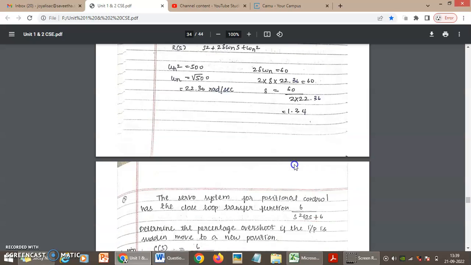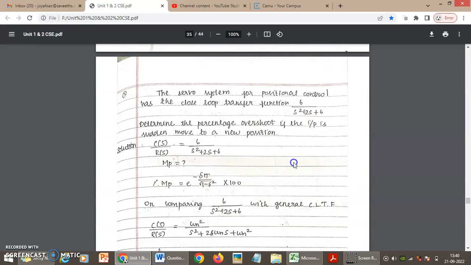Okay. The next problem is something different, in which we can find the characteristics. The servo system for a position control system has a closed loop transfer function given as 6 divided by s square plus 2s plus 6. Determine the peak percentage overshoot if the input is a sudden move. Here, we are asked to find the percentage overshoot, I mean Mp.